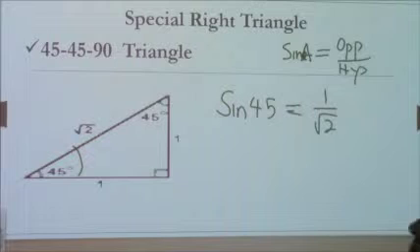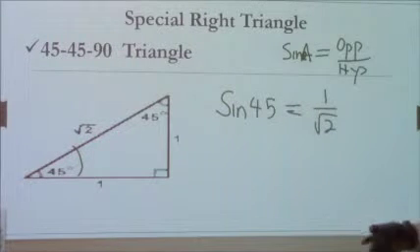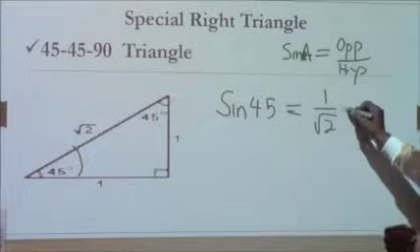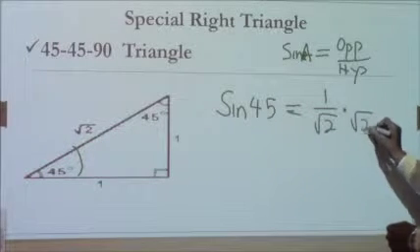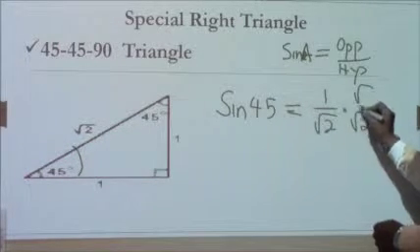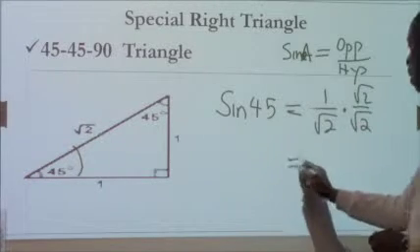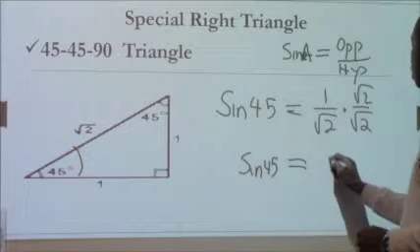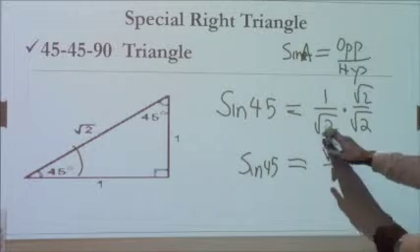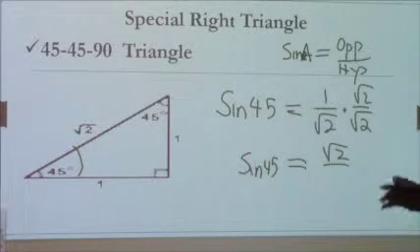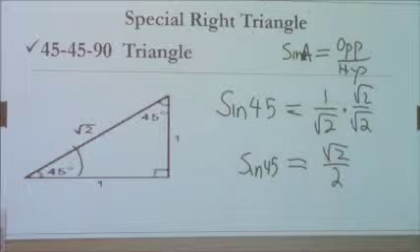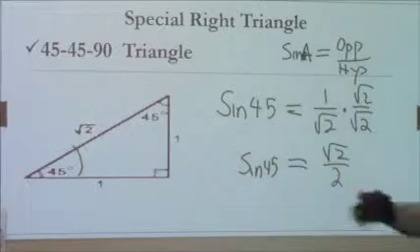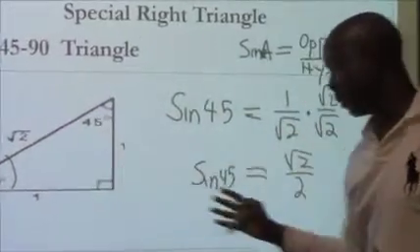But we understand that we cannot leave a mathematical problem with a radical in the denominator. So we have to rationalize. How do we rationalize here? We multiply the numerator and the denominator by square root of 2. So when we do this, we're going to have sine of 45 equal to square root of 2 over square root of 2 times square root of 2, which is square root of 4. Square root of 4 is 2. So the sine of any 45 degree angle will be square root of 2 over 2. The other acute angle here, if I did it, I'm going to get the same thing.